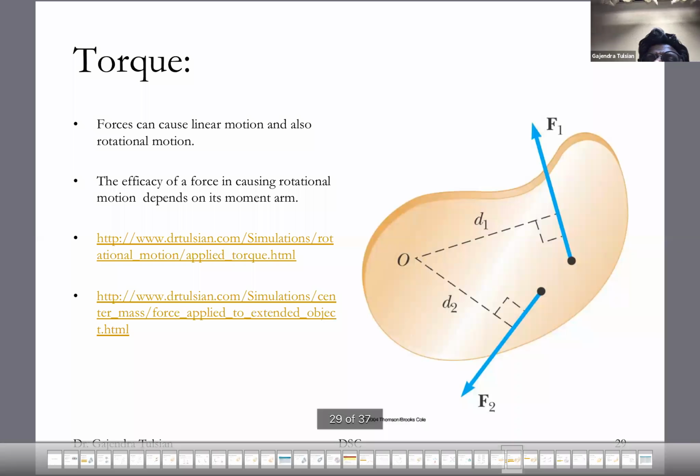Now here's what we're going to do next. You saw that for linear motion, forces caused acceleration. Now what you're going to learn is that the parallel of force is torque, denoted by tau. The parallel of mass was moment of inertia, and the parallel of acceleration was alpha. So angular acceleration is caused by torque, just like linear acceleration was caused by force. And so that's what we're going to learn.